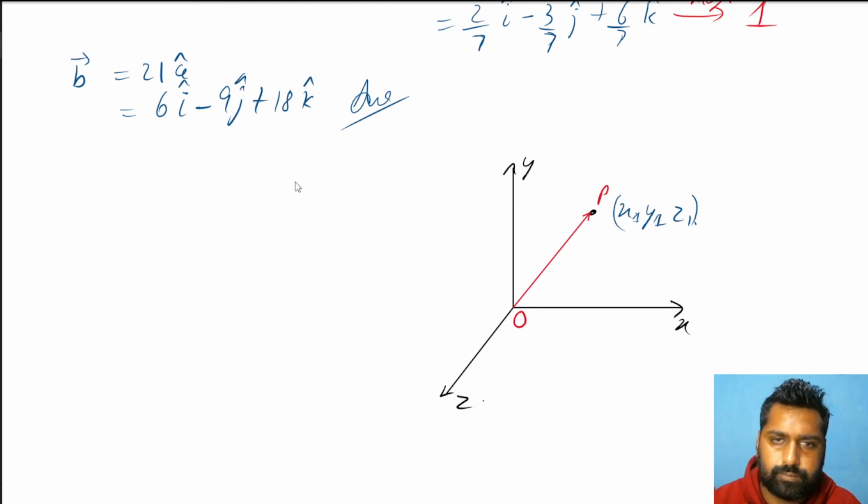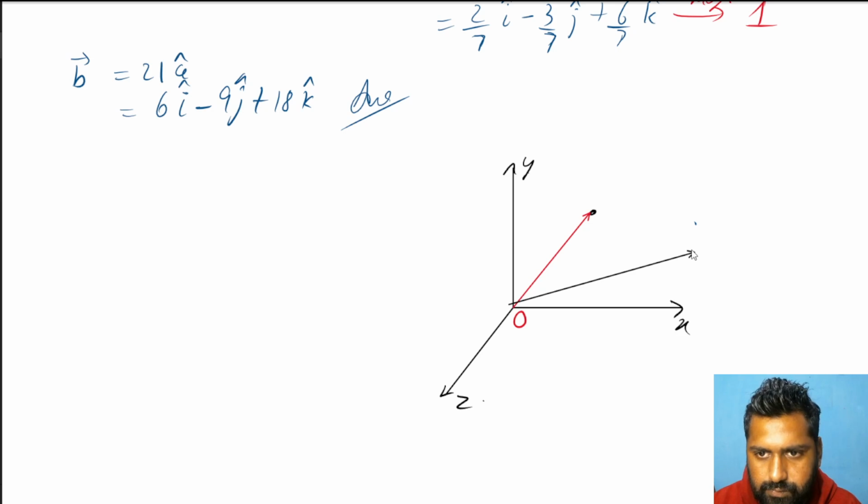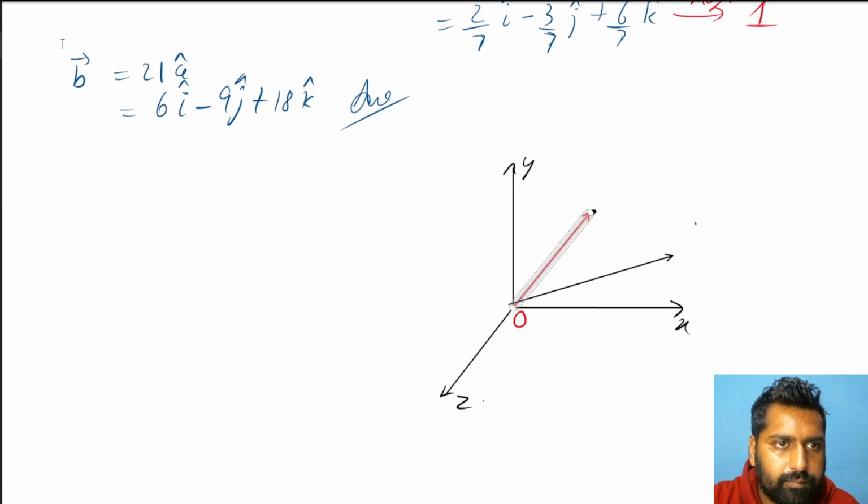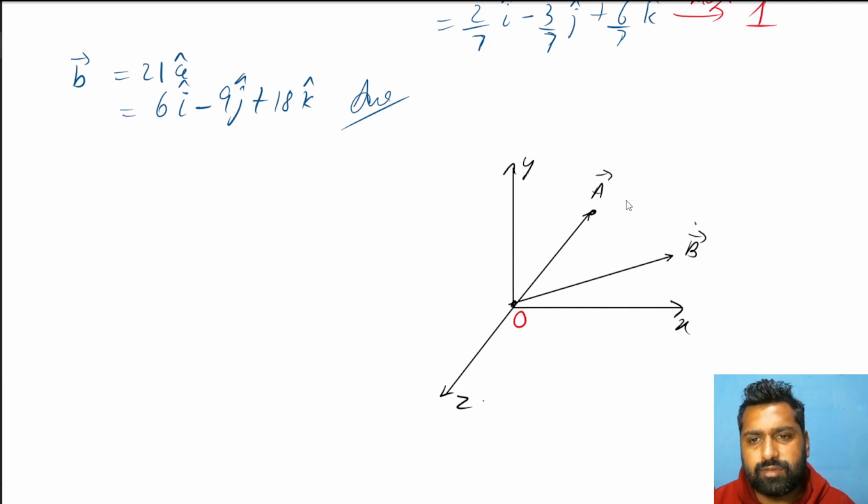Let's forget about this. Let's take another vector. Let's say the position vector is a vector, and the position vector is b vector. So basically your coordinates x1, y1, z1 with ijk, you'll write like that. And you want a vector from a to b.